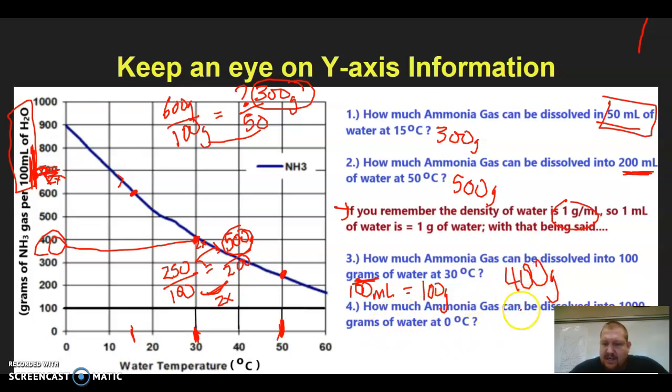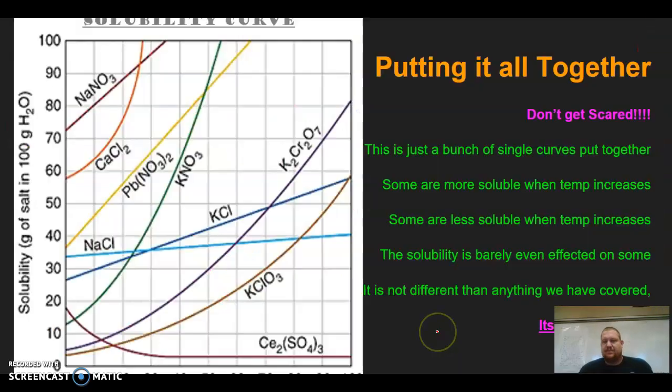How much ammonia gas can be dissolved into 1,000 grams of water at 0 degrees Celsius? Well, on our graph here, it says at 0 degrees Celsius, we can put in 900 grams in 100 mils of water. We want to know about 1,000. This is times what, 10? So our answer is 9,000 grams.